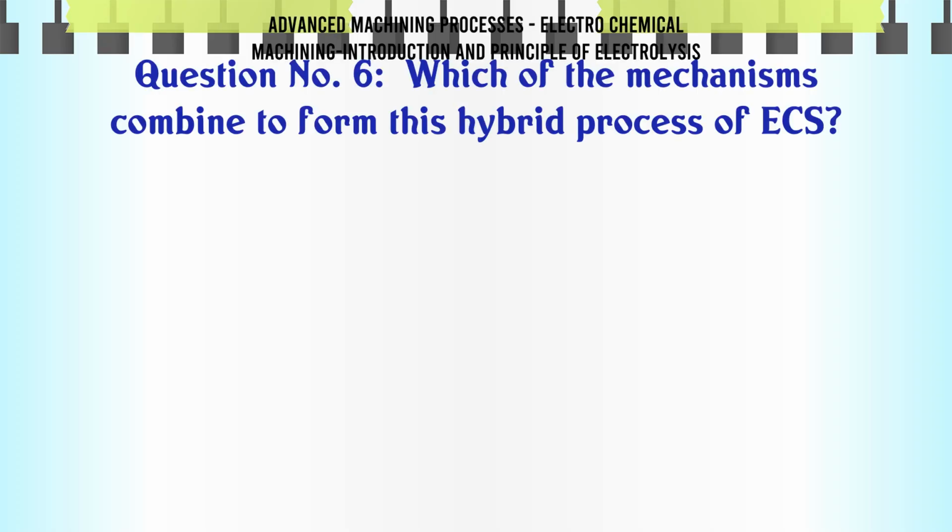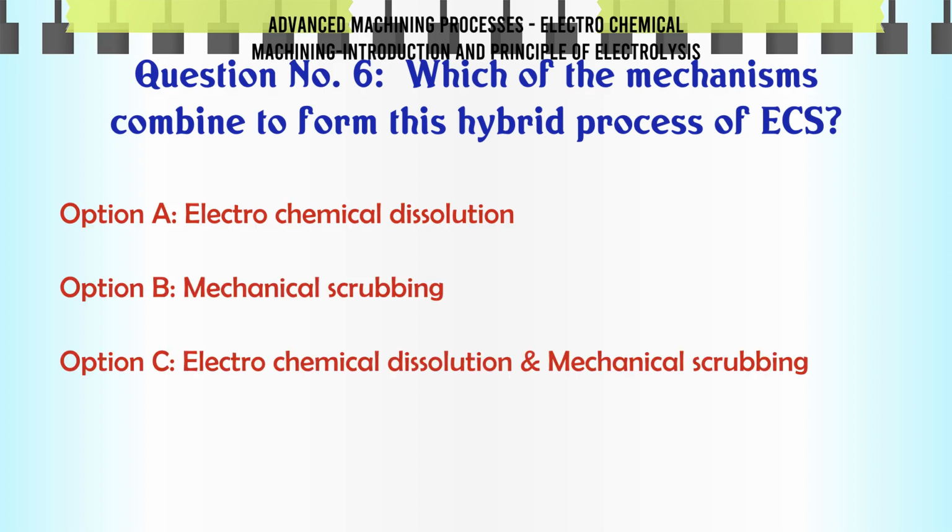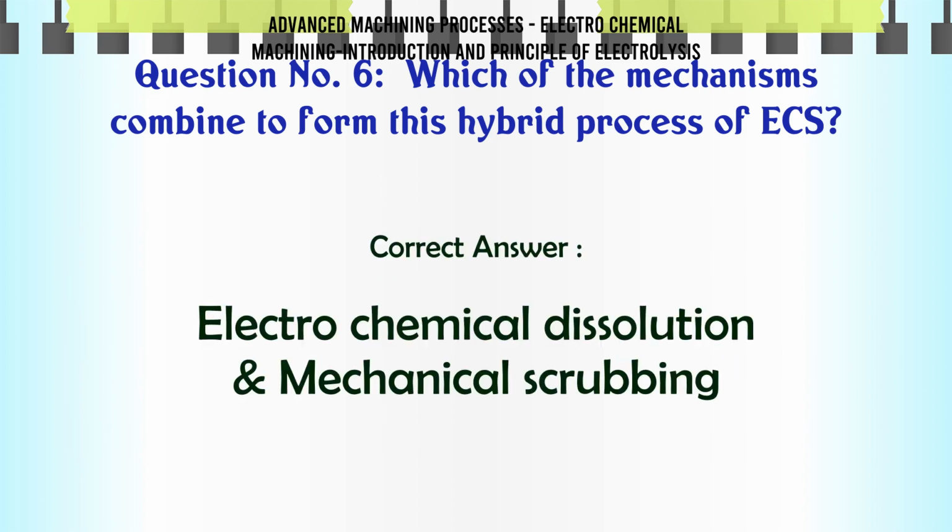Which of the mechanisms combine to form this hybrid process of ECS? A. Electrochemical dissolution, B. Mechanical scrubbing, C. Electrochemical dissolution mechanical scrubbing, D. None of the mentioned. The correct answer is electrochemical dissolution mechanical scrubbing.